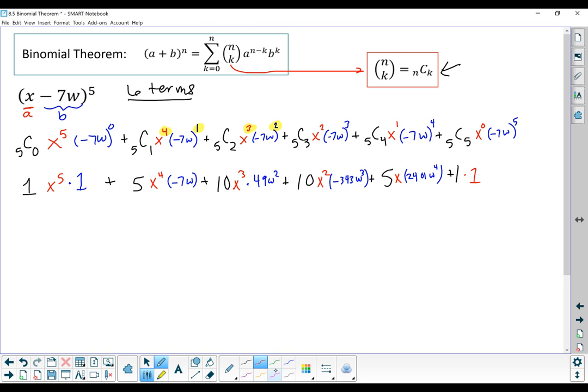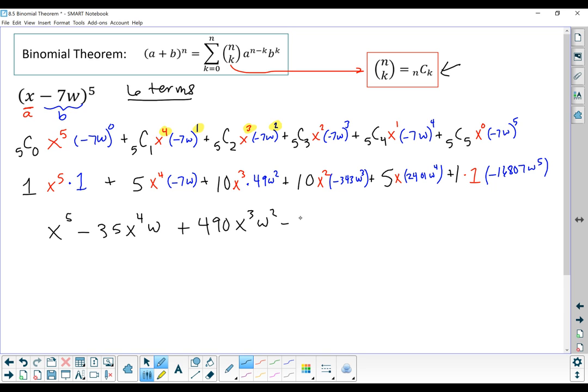X to the 0 is just 1, and that negative 7w to the fifth is negative 16,807w to the fifth. Okay, so one last little simplifying step. That first term is just x to the fifth. That next term is going to actually be a minus 35x to the fourth w. Next term is going to be 10 times 49, 490, x to the third w squared.